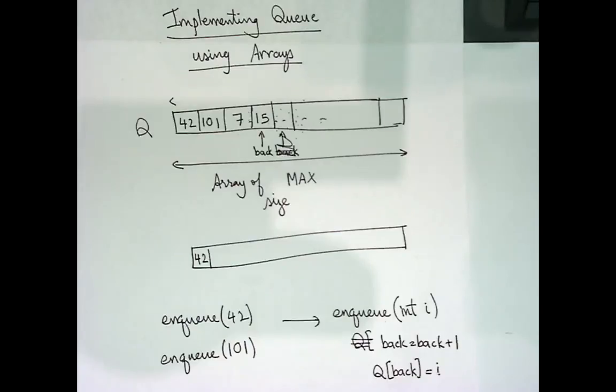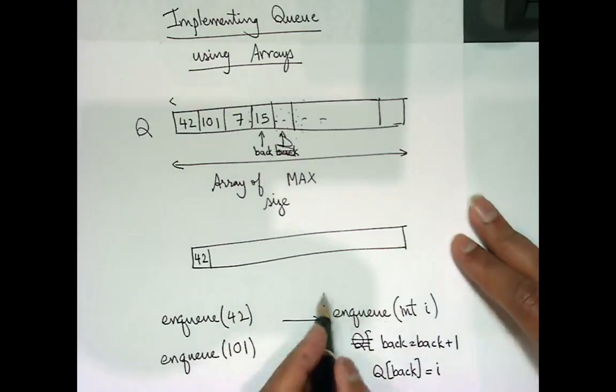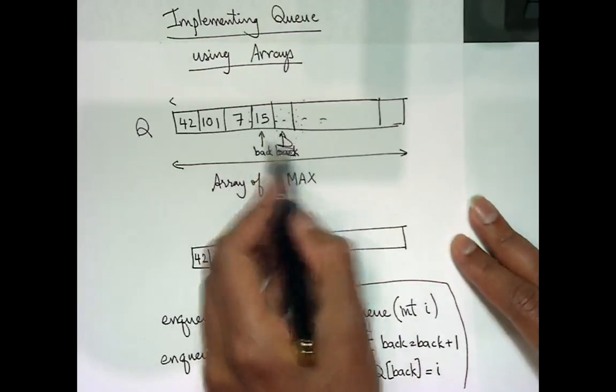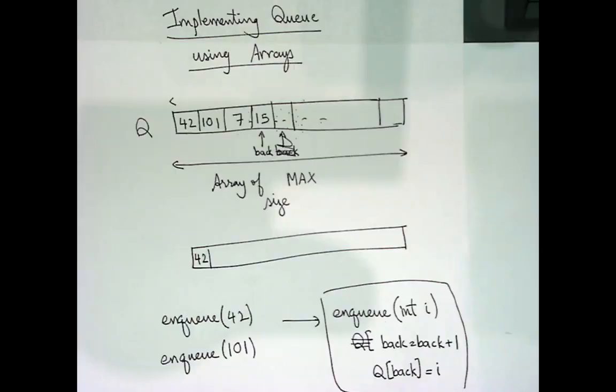Make sense? So I shift back, and then I copy the ith element. Is this clear? This is how you NQ, right? So if I NQ something over here, I put it there and I move back. How should I DQ?